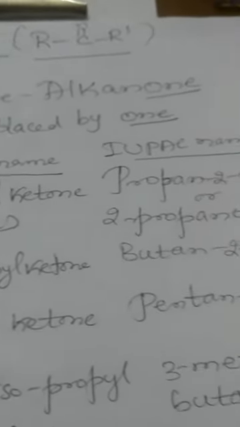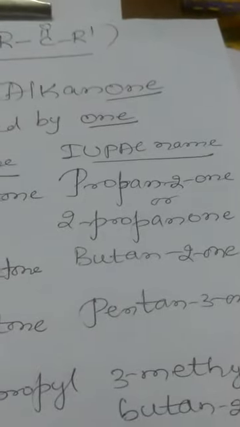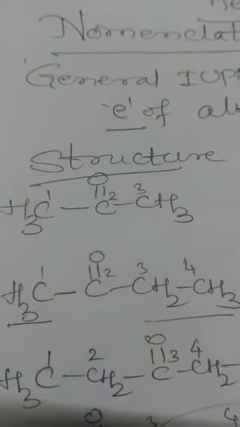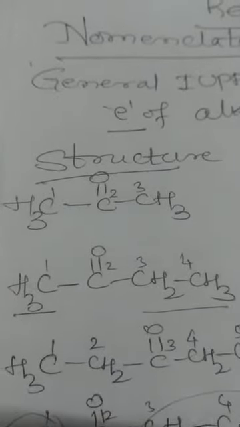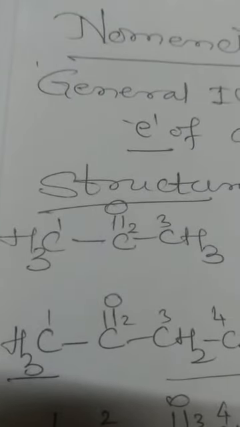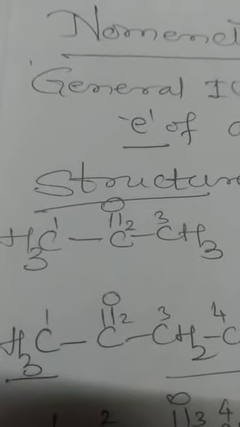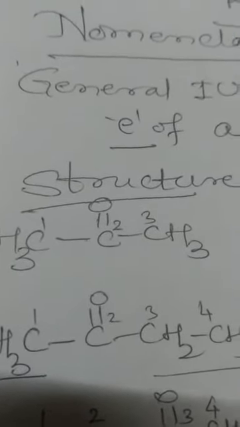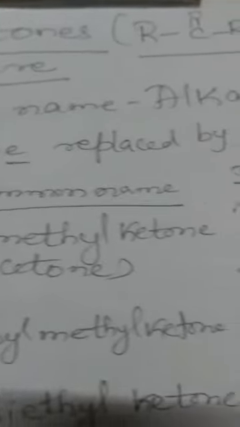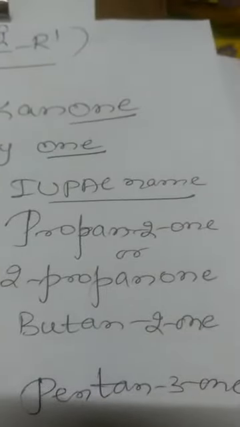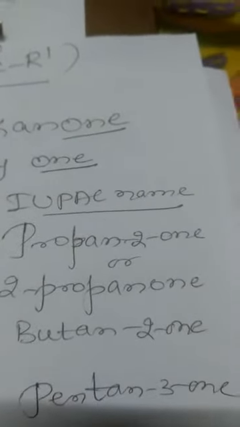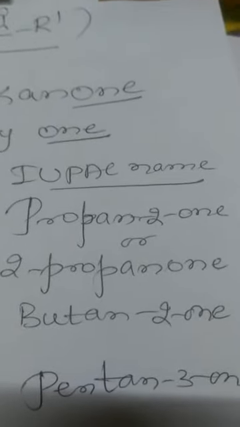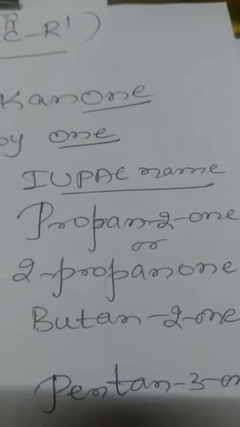Now coming to its IUPAC name. The alkane having 3 carbon atoms is propane. So the E of the alkane should be replaced by ONE so that it becomes propanone. Where you replace E by ONE, you should indicate the number or locant. The locant here is 2. So you can write the IUPAC name either as propane 2-one, or write the locant before the name as 2-propanone. Both are correct.